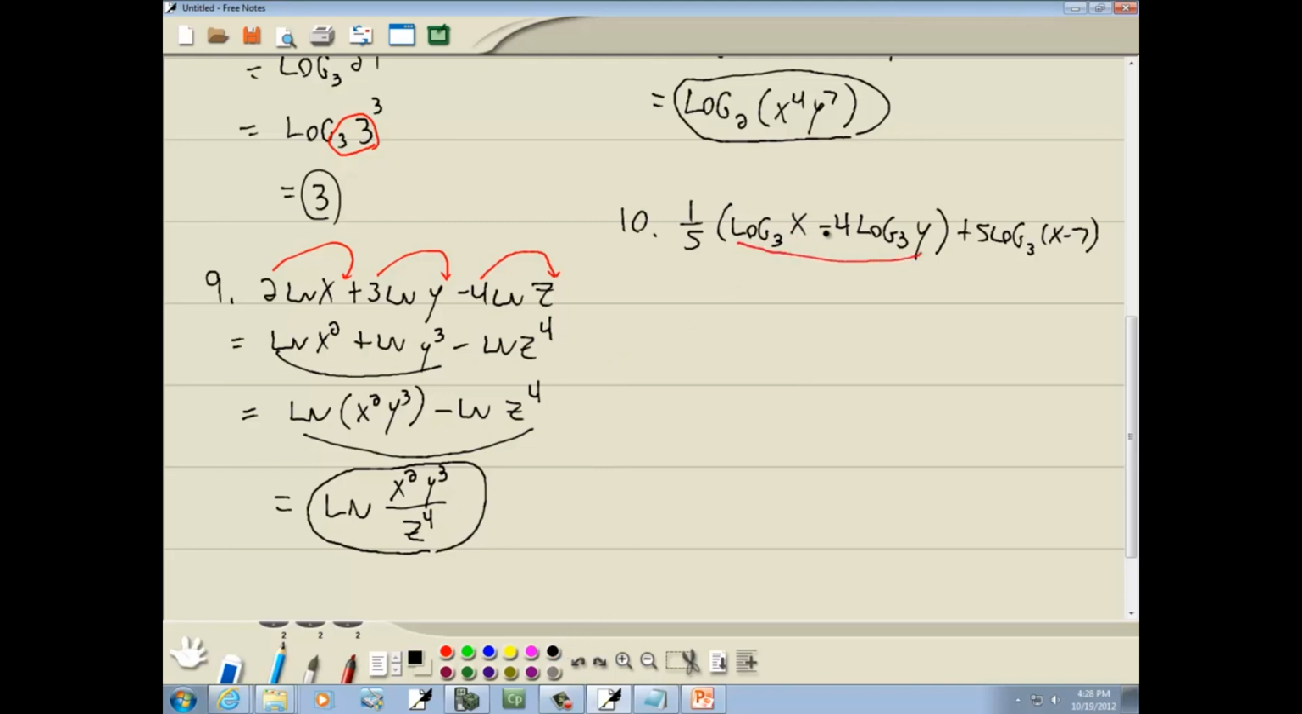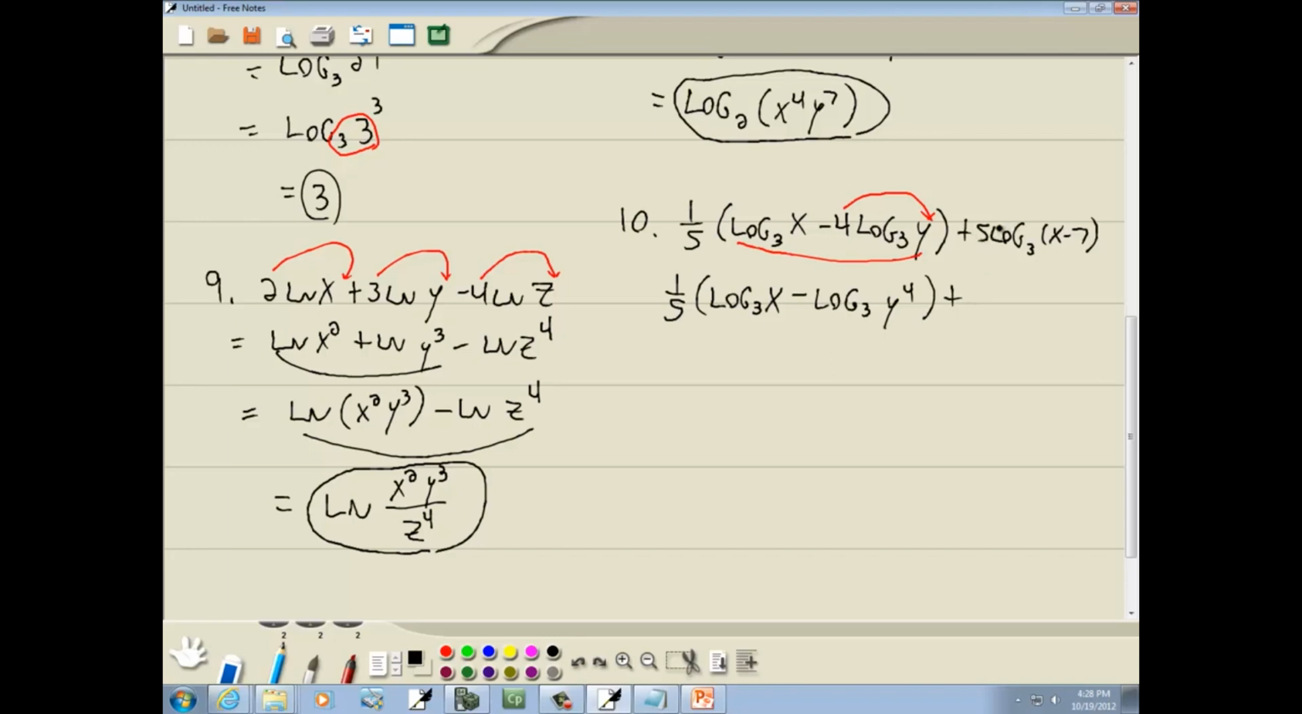Well, we could normally use the subtraction, the minus here, and rewrite as division, except there's a number in front of the log. So first thing I'm going to do is take that 4 and put it as my power. So this is going to become 1/5 log x minus log y to the 4th.